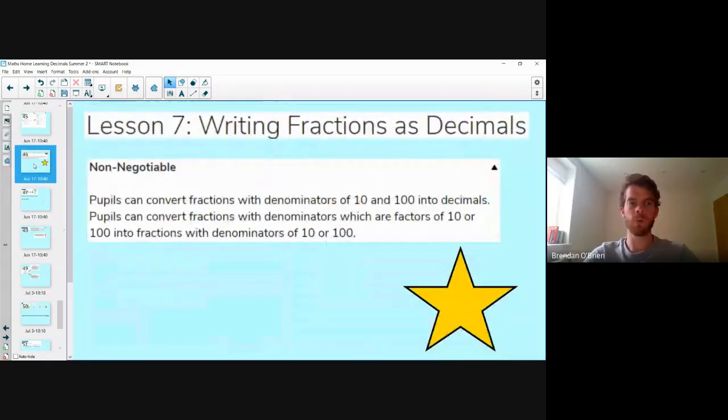Recently we've been looking at comparing decimals. Today we're changing it a bit. We're going to be writing fractions as decimals. So that's our objective today, to be writing fractions as decimals.